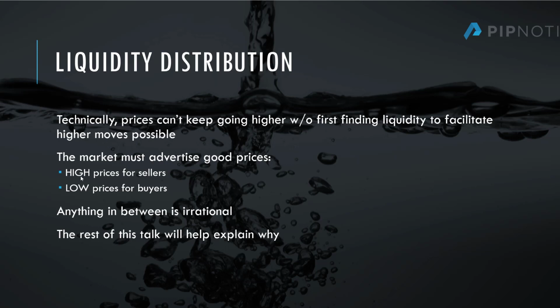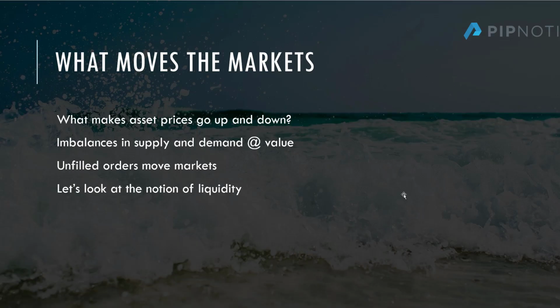Okay, so essentially, higher prices are going to attract sellers and low prices are going to attract buyers, and anything in between these two extremes is pretty irrational, and as a trader, this is higher risk and lower probability. If you ask yourself the question, what is it that moves the price of, let's say, the American dollar, Japanese yen, filled orders or unfilled orders?